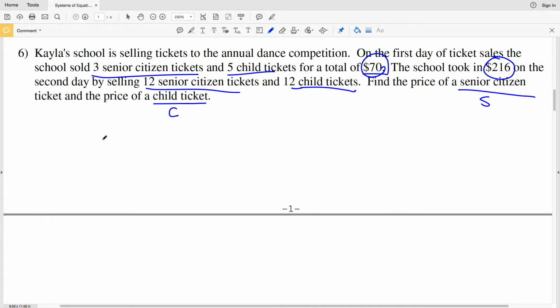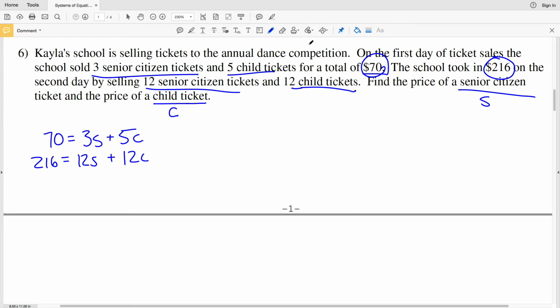So now let's set up our system. We have $70 on the first day as our total, and that's by selling 3 senior citizen tickets, so 3 times that cost S, plus, and selling 5 child tickets, 5 times that cost C. And on the second day, we have a total of $216, and that was by selling 12 senior citizen tickets, so 12S, and 12 children tickets, 12 times C.